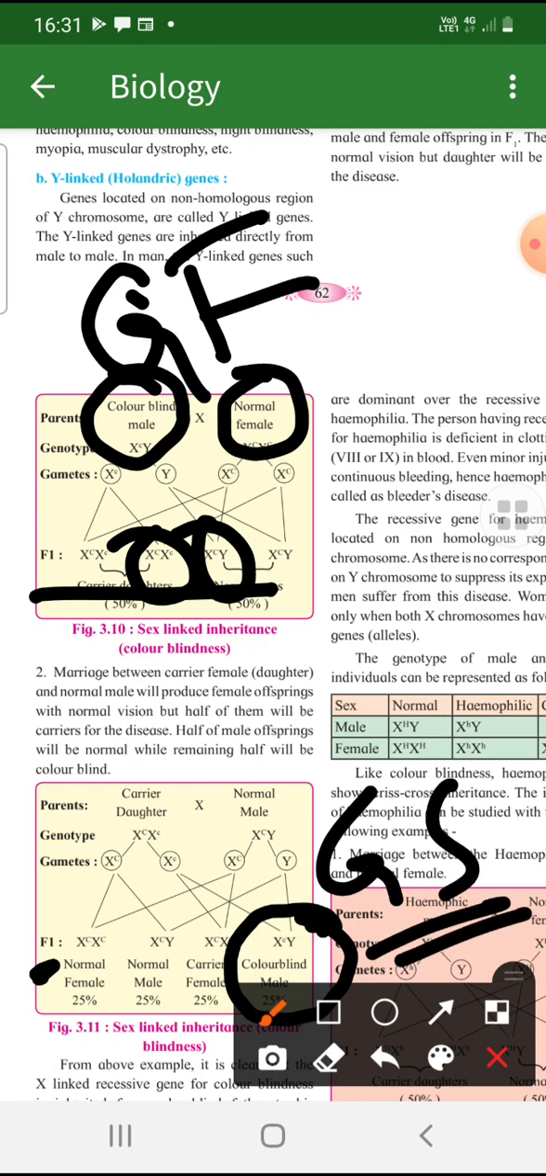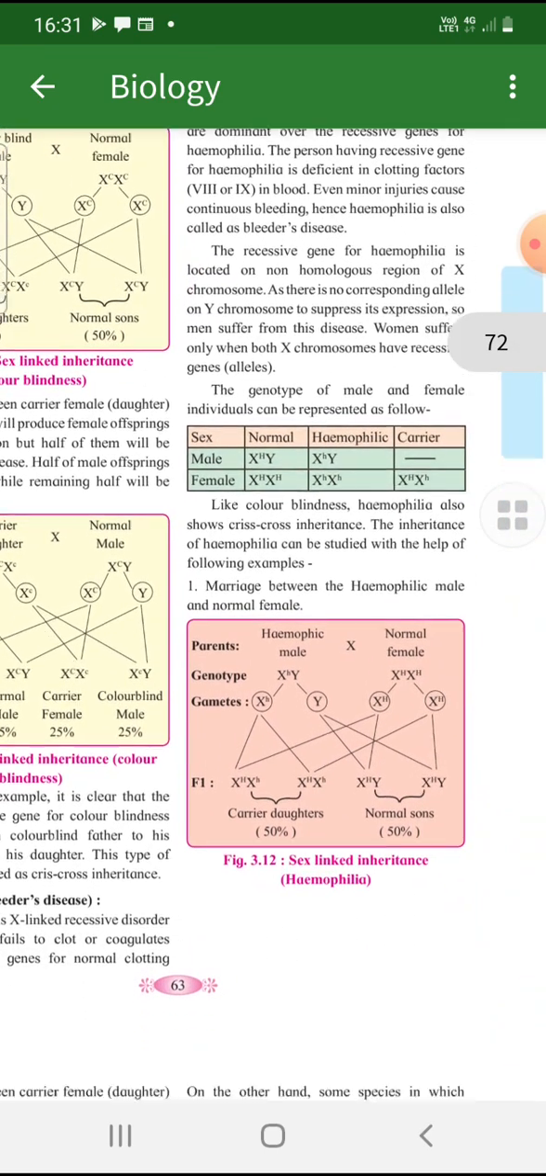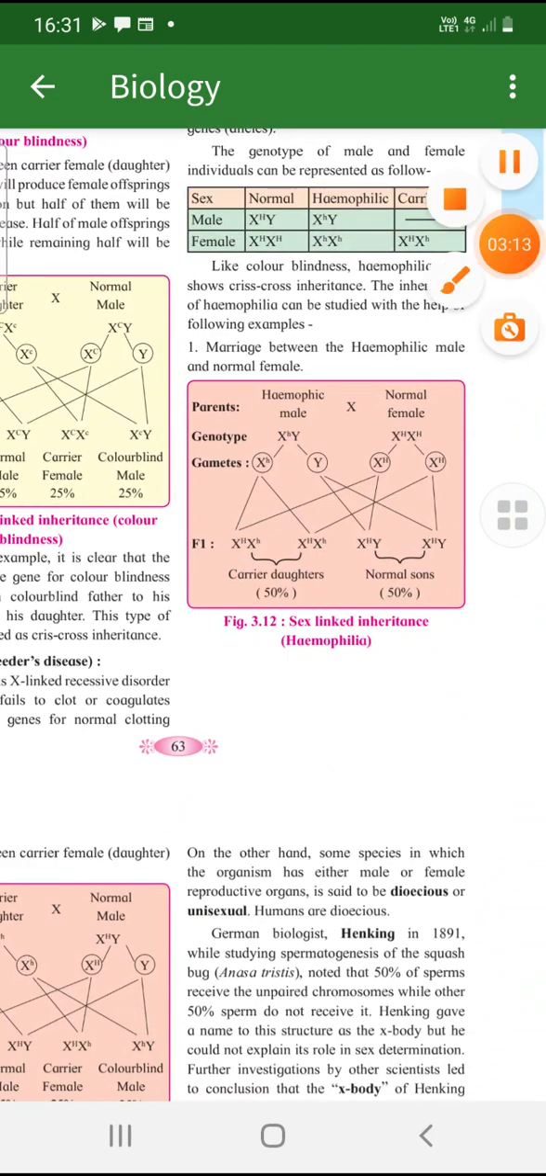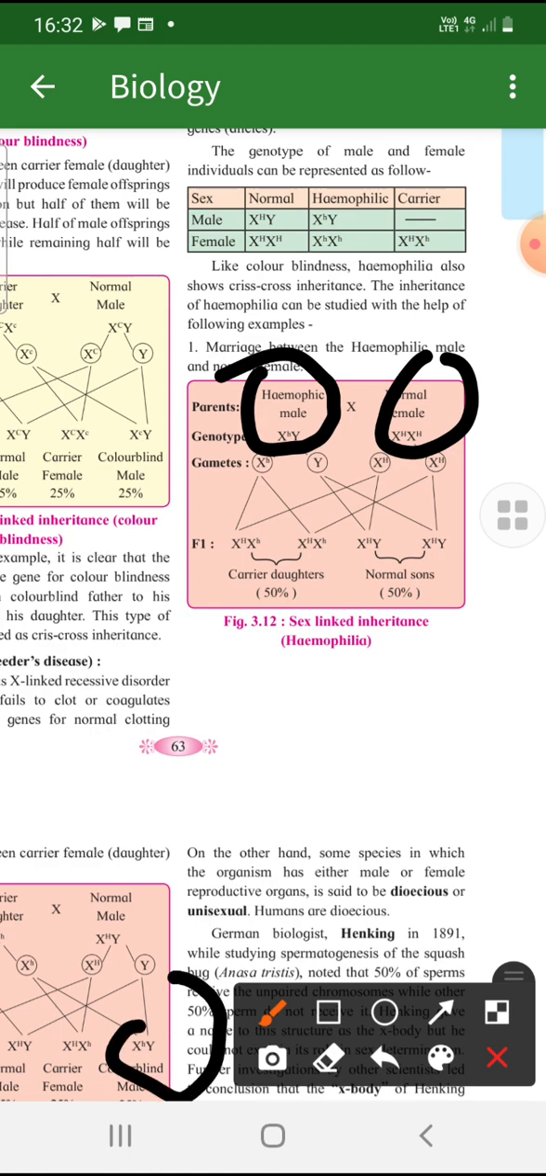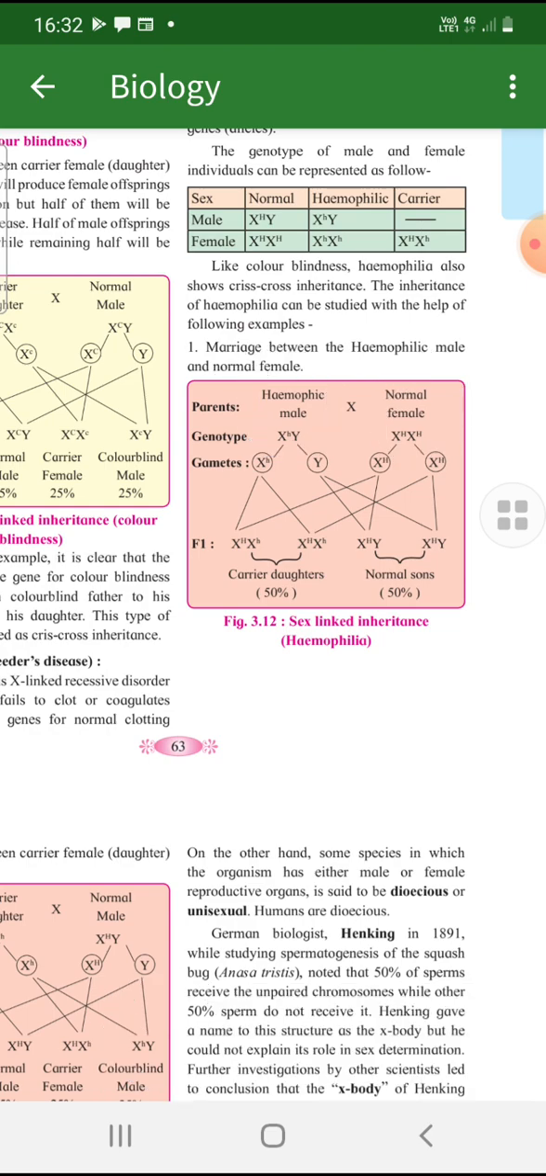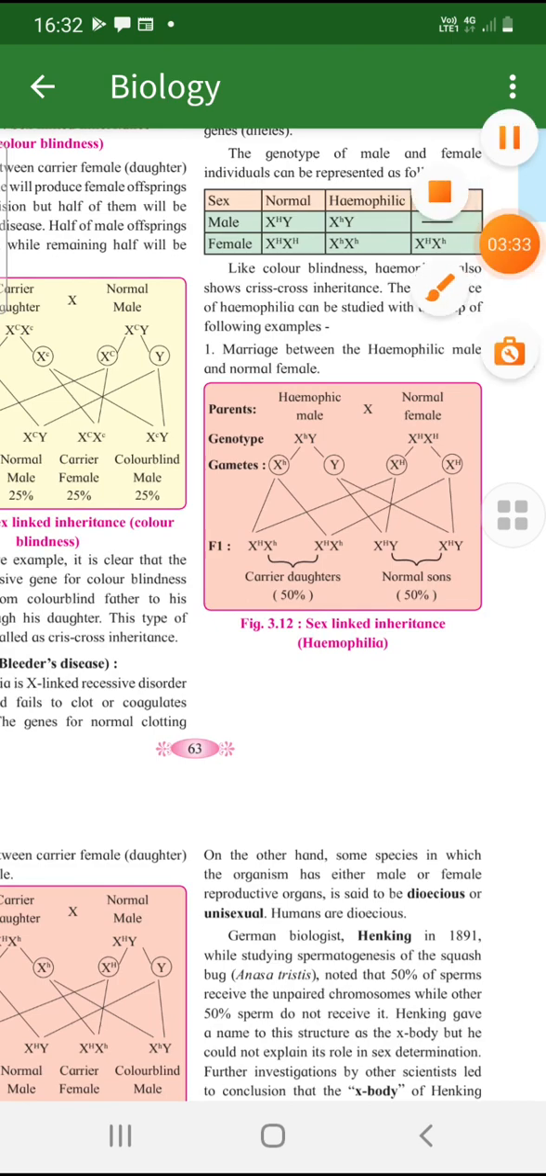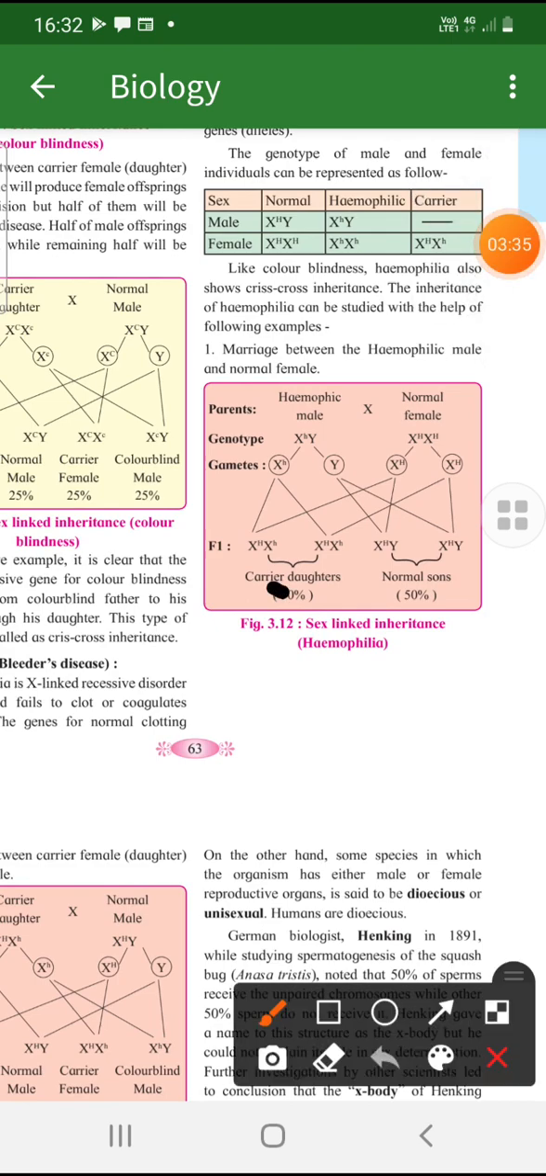Same case is in hemophilia, wherein the male is having the disease. Hemophilia is there with this person. He's crossed with a normal female, and when the result was seen, the grandson was hemophilic. And in between, what kind of daughters do you get? They were carriers, small h, one, one.